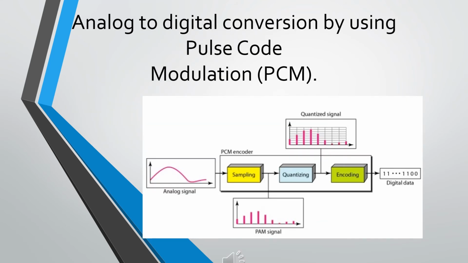To convert these analog signals into digital signals, we use pulse code modulation. Pulse code modulation is a modulation method used to convert analog information into digital form. The conversion of an analog signal into a digital signal is based on three main principles: sampling, quantizing, and encoding. Let's talk about these three.